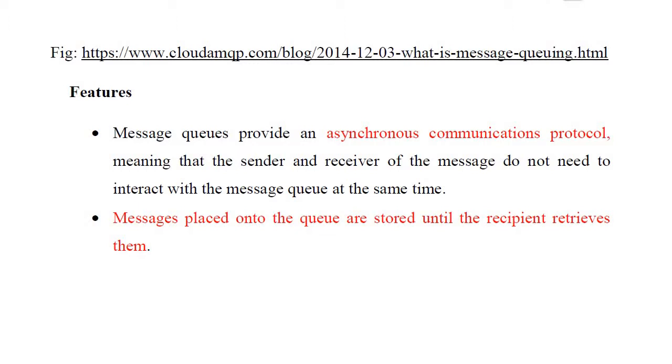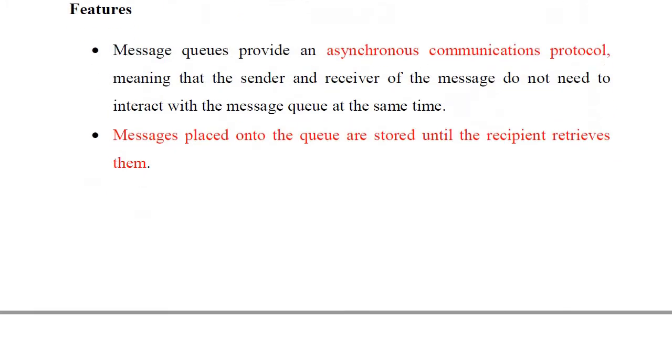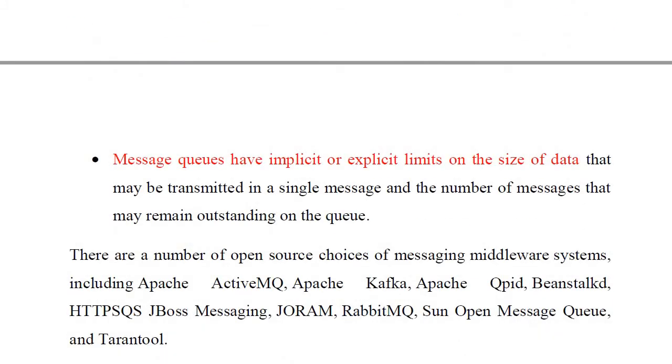Next feature is that message queues have implicit or explicit limits on the size of the data that may be transmitted in a single message and the number of messages that may remain outstanding on the queue. So these are the important features of the message queue.